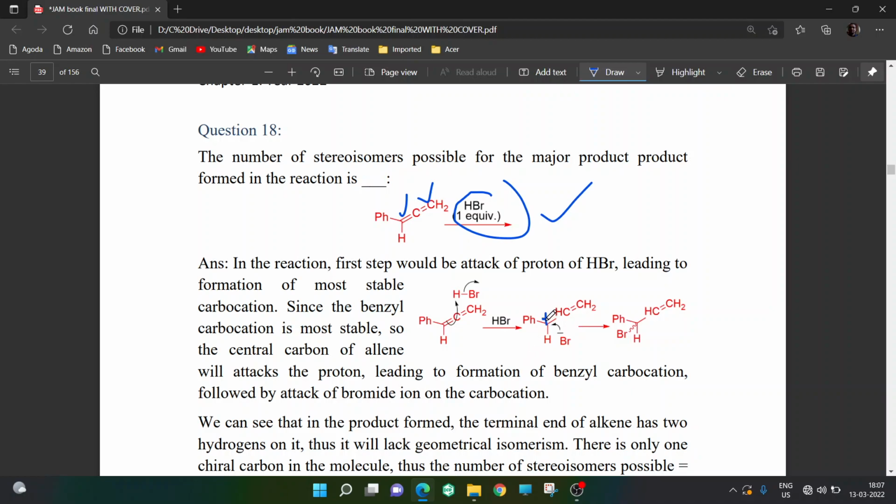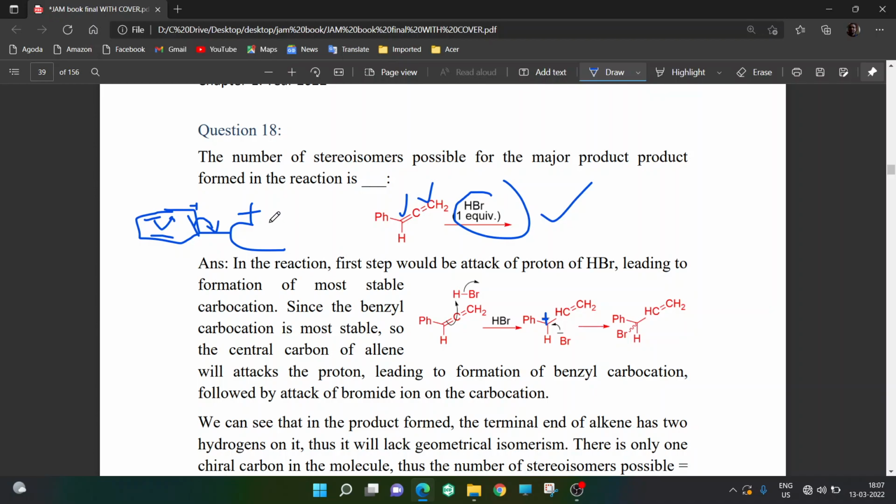So a carbon having a positive charge next to its phenyl ring is very stable. Why is it stable? Because of resonance stabilization. You can see here you have a positive charge, and you have double bond, double bond, double bond. So this can overlap here, this comes here, and you get positive charge here, then this moves in.